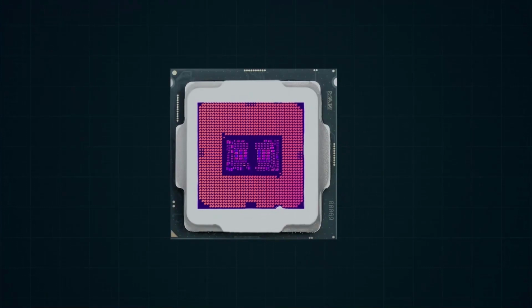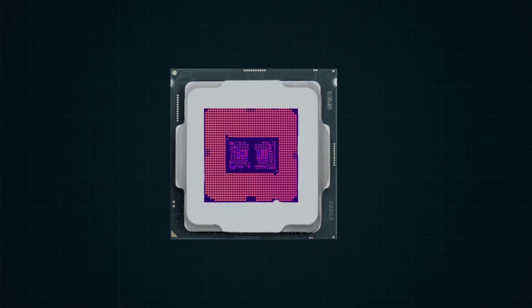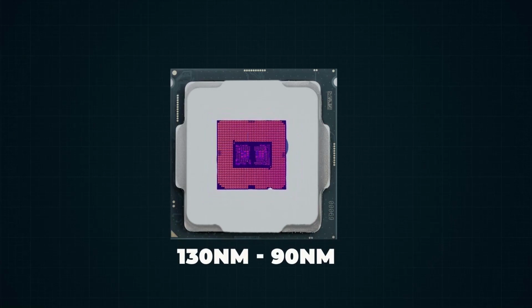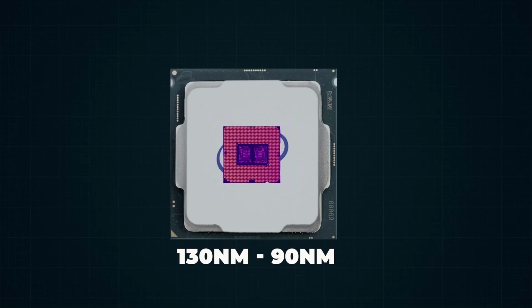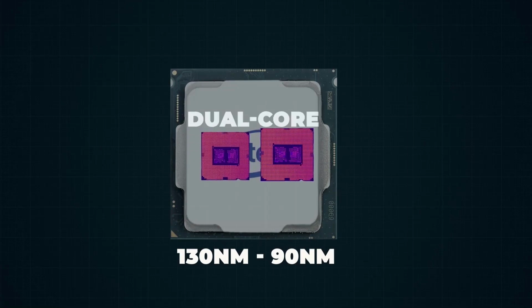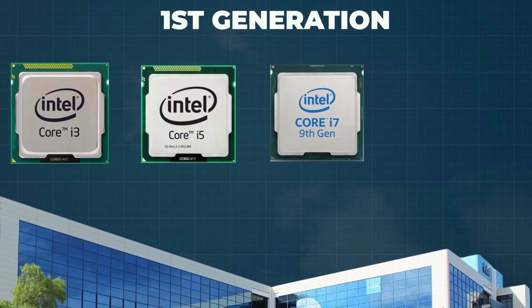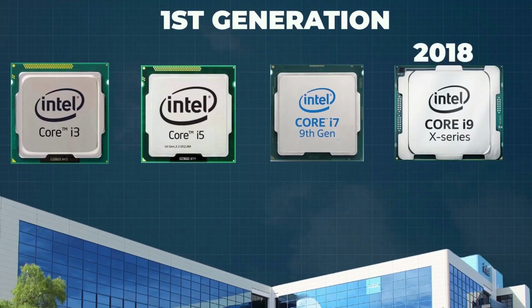As technology progressed, the distance between tiny transistors on the chip decreased from 130 nanometers to 90 nanometers, allowing for more efficient packing of components inside the chip. This advancement paved the way for the addition of another microprocessor, transforming the chip into the first dual-core Intel processor. The Intel Core lineup began in 2007 with the first generation introducing i3, i5 and i7 processors. Later in 2018, with the 9th generation, the i9 processor was added. These processors were introduced in different years and represent different types of performance. This all supports 64-bit computing.